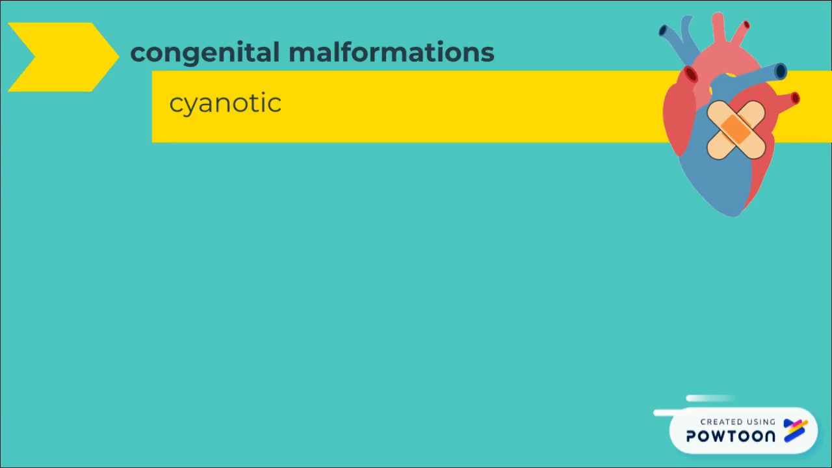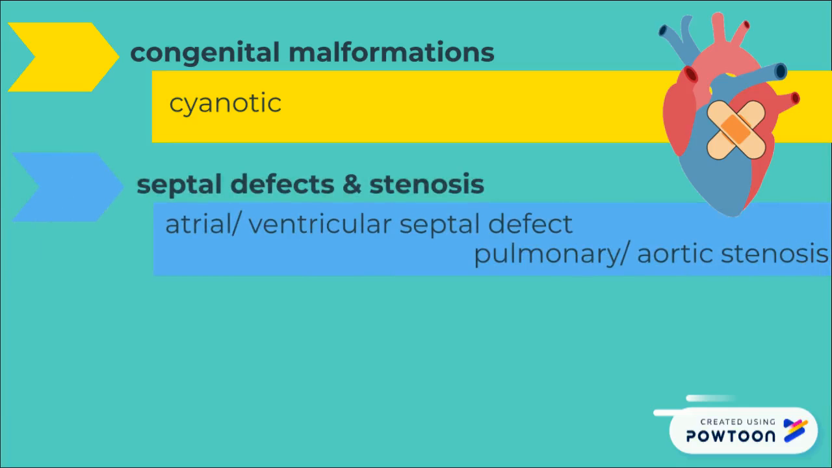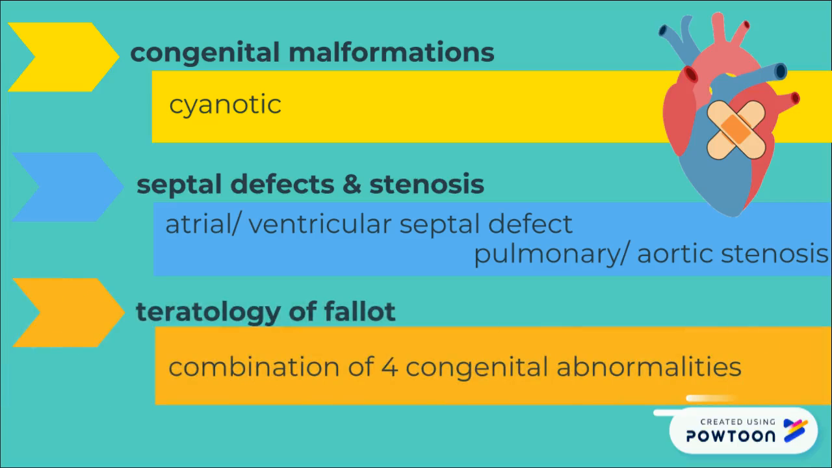Congenital malformations can be cyanotic when deoxygenated blood enters circulation due to improper closure of the foramen ovale. Septal defects can be atrial or ventricular when an opening in the heart causes improper blood flow. Pulmonary and aortic stenosis occurs with either right or left ventricular outflow obstruction. In severe cases, tetralogy of Fallot can be seen. This is a combination of 4 congenital abnormalities that leads to insufficient oxygenation of blood.